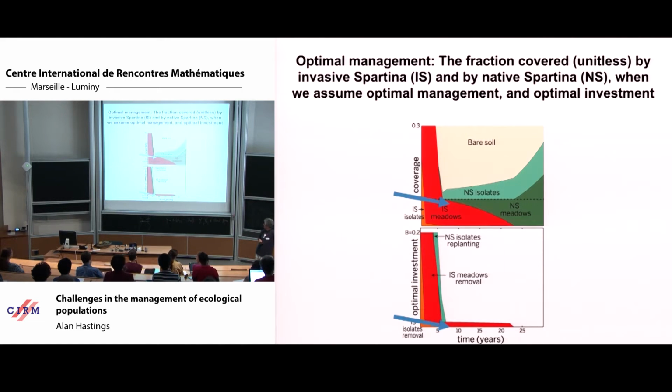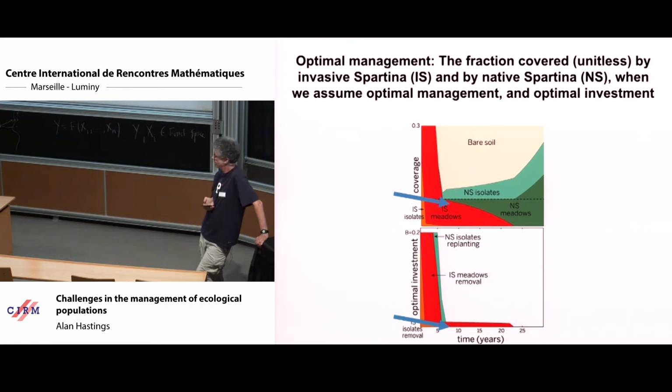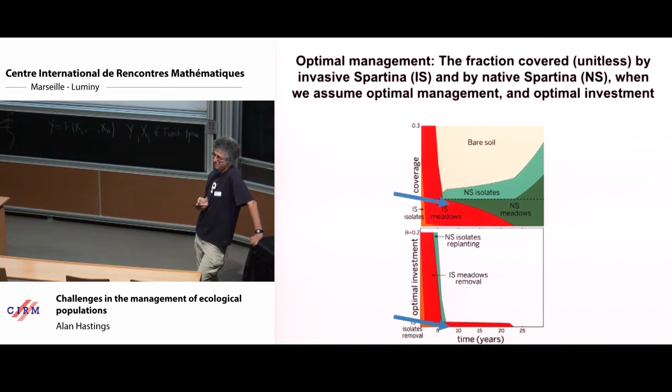And you then go through a stage where you slowly remove the invasive meadows so that the sum of the invasive meadows plus the native meadows is always above that threshold shown by the dashed line in the top panel, which is the state of the system.